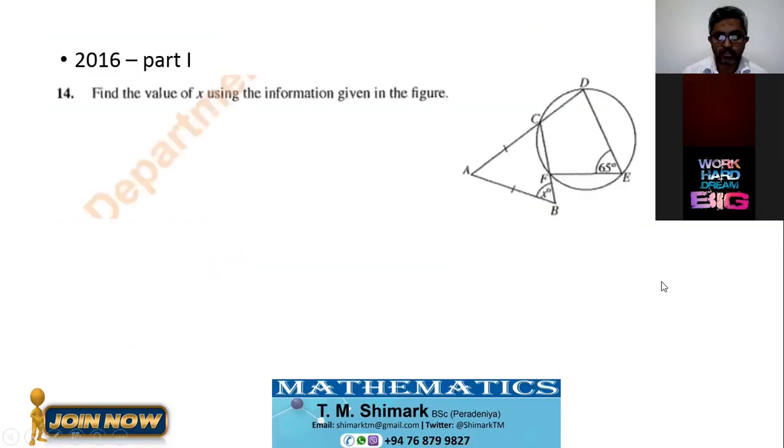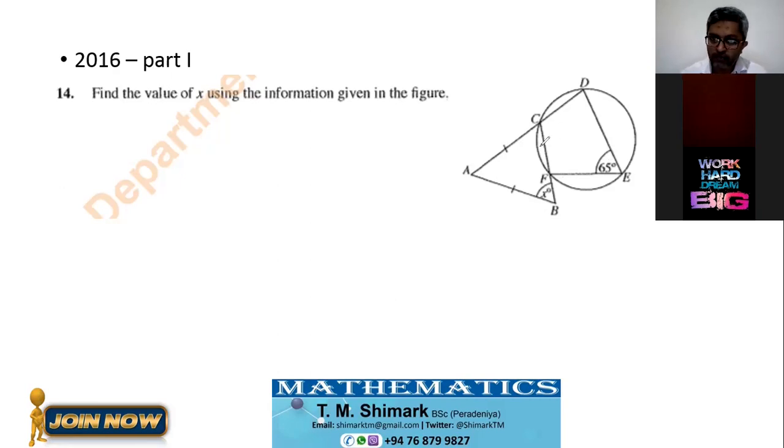2016 part 1 question. This is a past paper question: find the value of x using the information given in the figure. This is x only we have to find. For that, what's the way out? Here 65 is given somewhere inside the cyclic quadrilateral. So how we are going to use this 65 is our question.